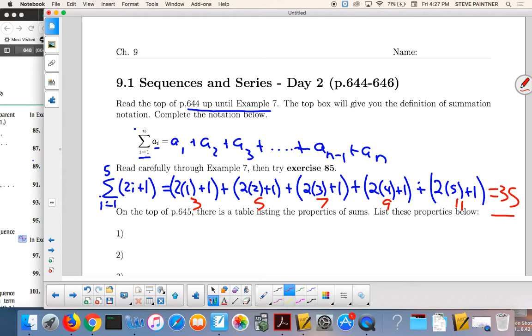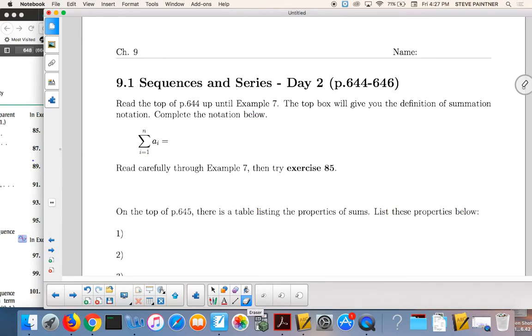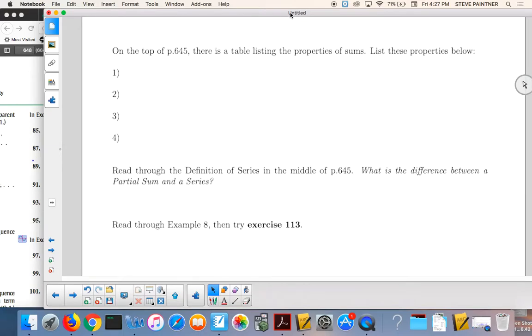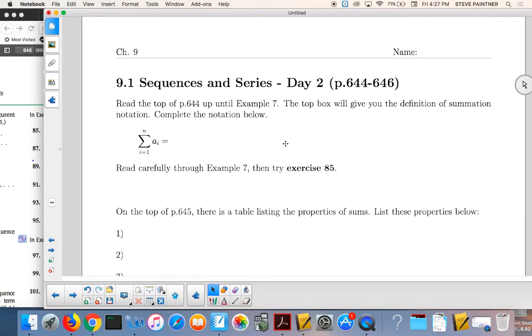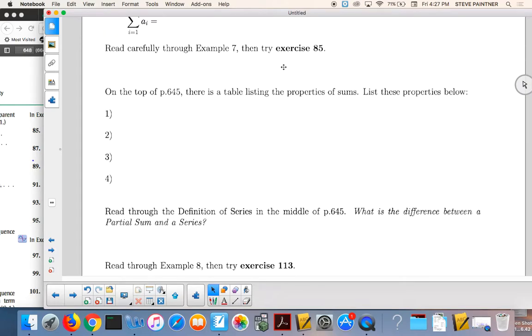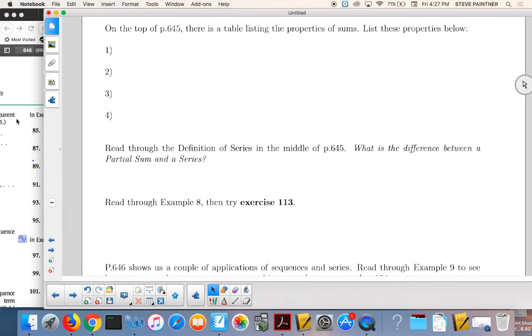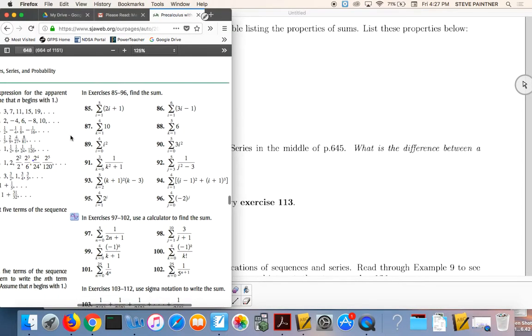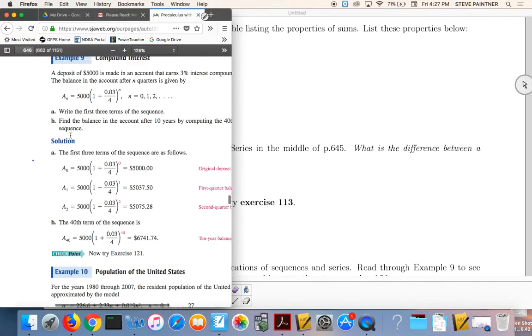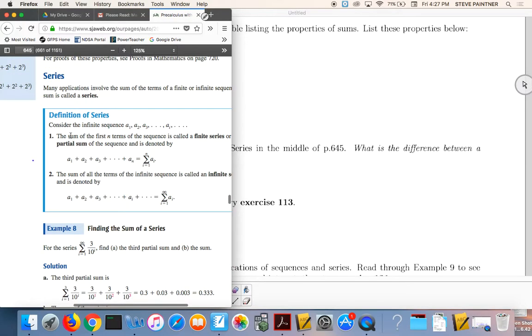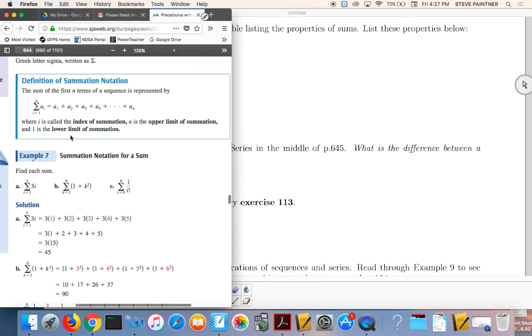Okay. On the top of page 645, there is a table listing the properties of sums. List these properties below. So I'm actually going to really quickly erase this because I have to scroll down again, and for whatever reason, it won't let me scroll with the writing. What the heck? Okay, I'm going to go to 645. It's going to give us the 4 properties of summations. It's important to know your properties so you can know what kind of things you can do with sums. Just makes things a lot easier for you.